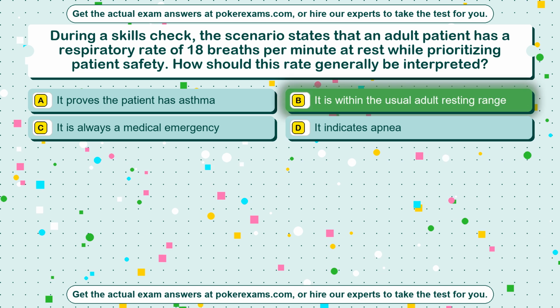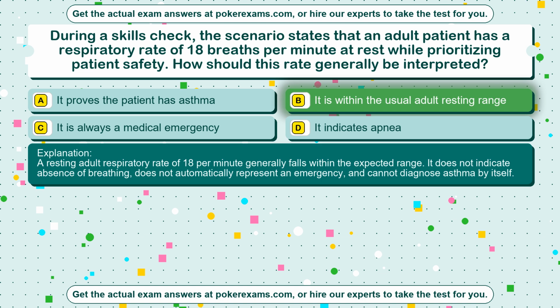The correct answer is option B. It is within the usual adult resting range. A resting adult respiratory rate of 18 per minute generally falls within the expected range. It does not indicate absence of breathing, does not automatically represent an emergency, and cannot diagnose asthma by itself.